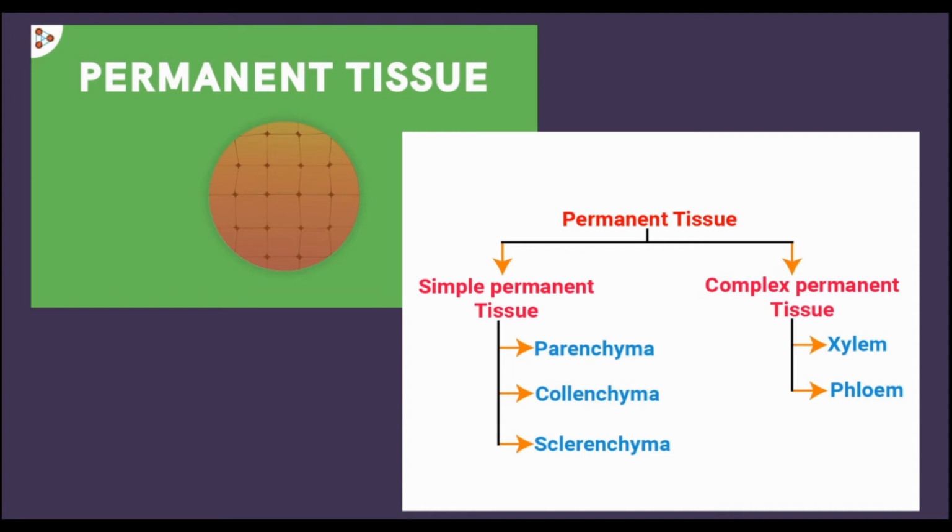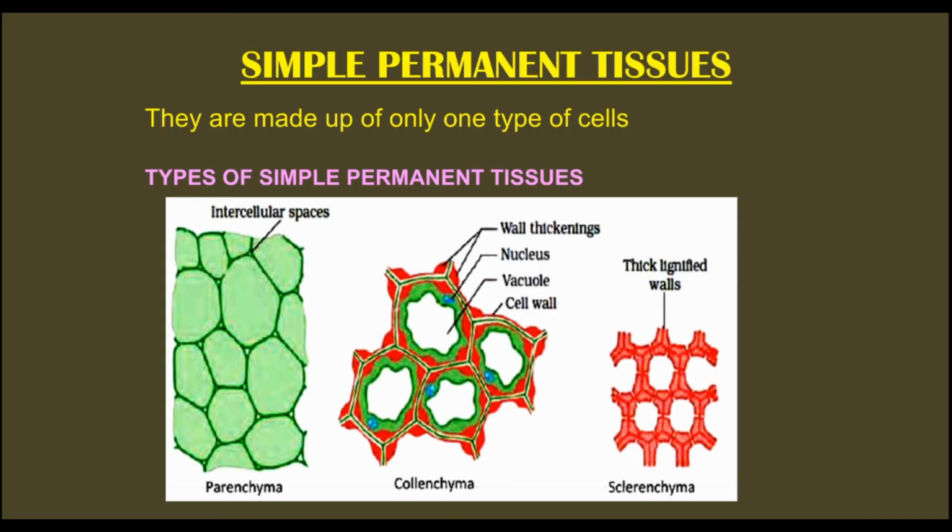The permanent tissues are of two types. They are simple permanent tissue and complex permanent tissue. First one is simple permanent tissue. Simple permanent tissue is made up of only one type of cells. There are three types of simple permanent tissues: parenchyma, collenchyma and sclerenchyma.